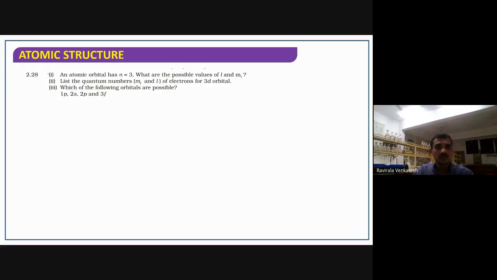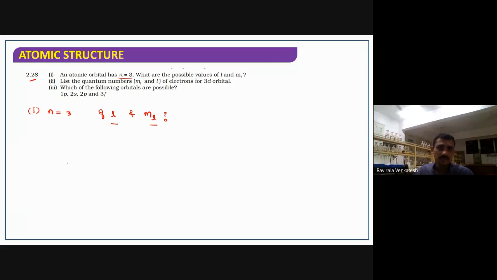Yesterday, whatever quantum numbers we discussed, based on that, we'll do some problems. Now, in the first problem, according to our NCERT textbook 2.28, an atomic orbital has n equal to 3. What are the possible values of l and ml? For n equal to 3, what are the l values and the ml values they're asking?